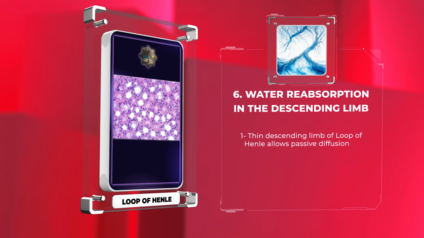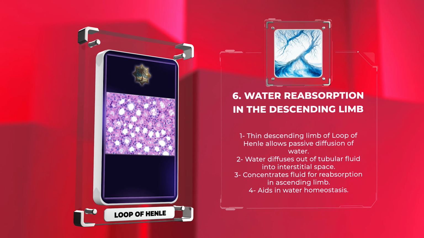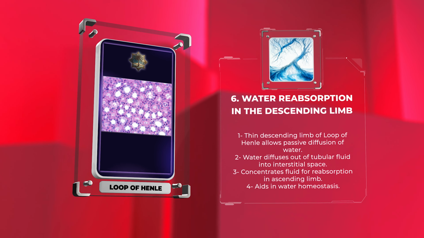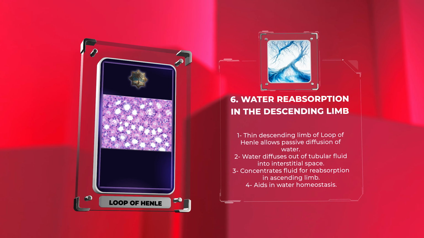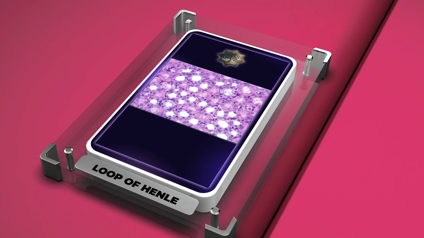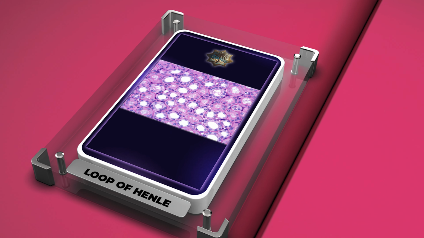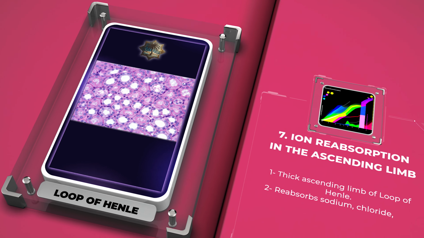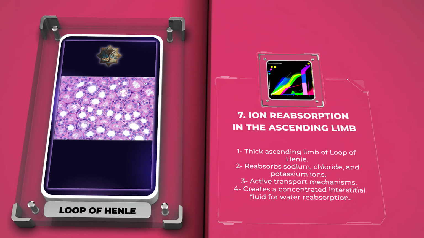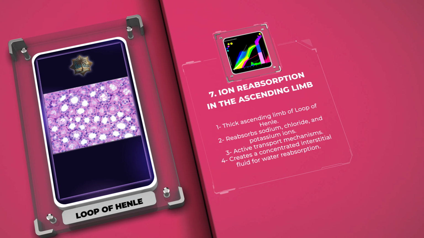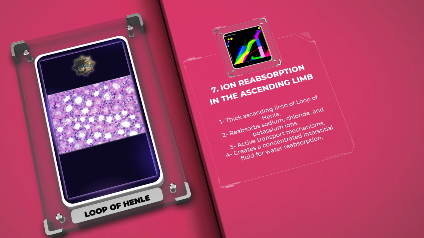The thin descending limb of the loop of Henle, lined with aquaporins, allows water to passively diffuse out of the tubular fluid into the interstitial space due to the high osmolarity in the renal medulla. This concentrates the fluid for reabsorption in the ascending limb, aiding in water homeostasis. In the video on the loop of Henle, we will discuss the role of the thick ascending limb in ion reabsorption. This section of the loop reabsorbs sodium, chloride, and potassium ions through active transport mechanisms, helping create a concentrated interstitial fluid for water reabsorption in the collecting duct.